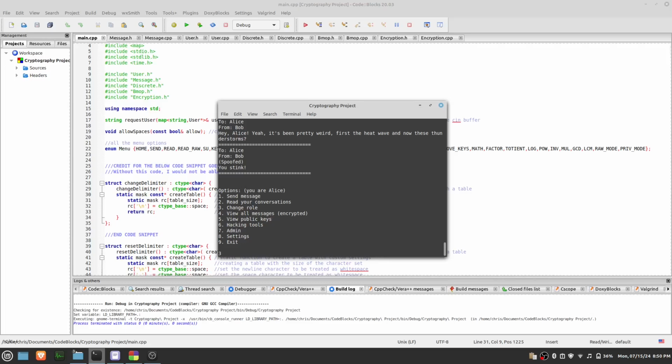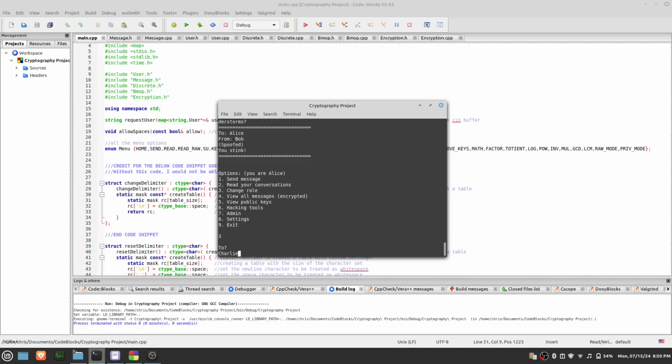But by contrast, let's go back to being Charlie. Go back to hacking tools. We can spoof to Bob from Alice. And since we have Alice's private key, we can successfully spoof without getting caught. So, to Bob from Alice, I hate you.